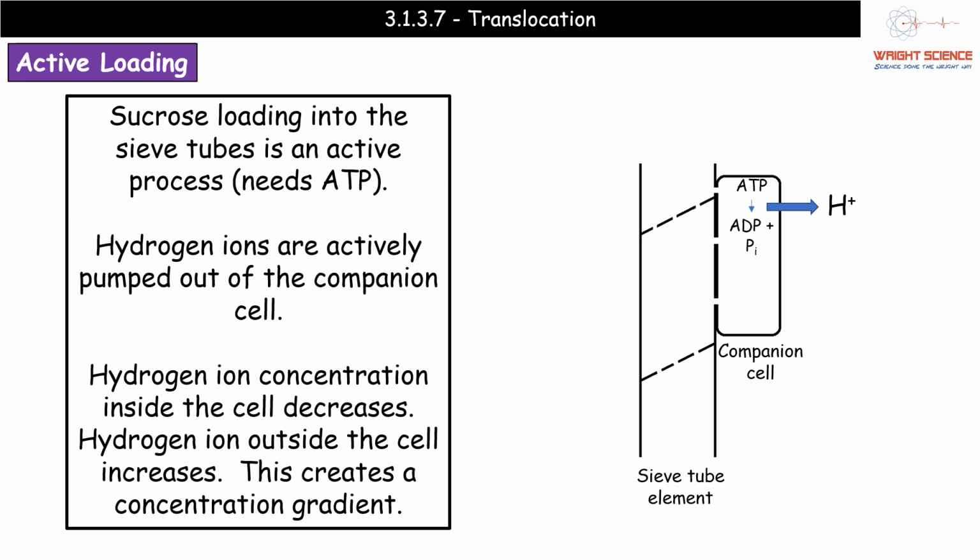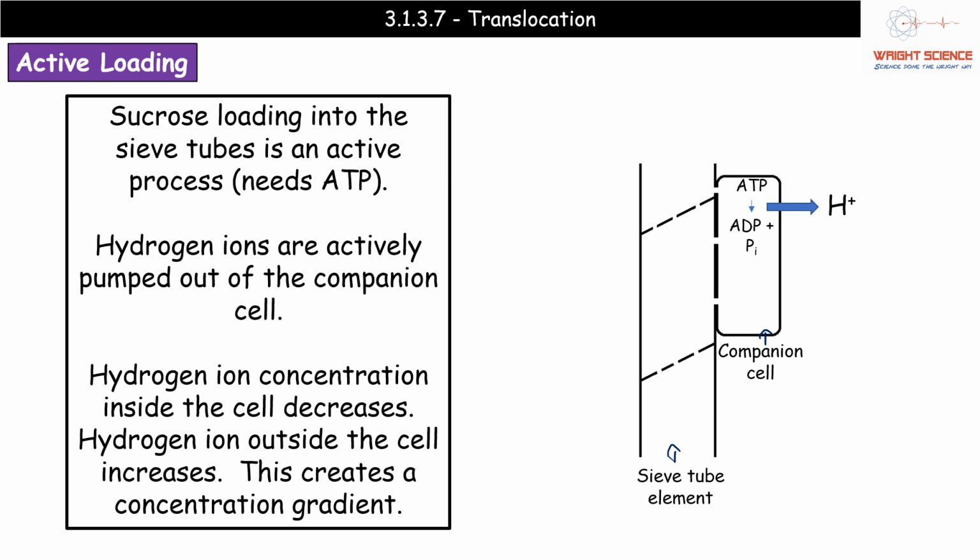If we look at our diagram on the right first of all, we start off with our sieve tube element, which is this part on the left, and then we have our companion cell, the bit that's stuck on the right there. First thing that's going to happen is we need to pump the hydrogen ions out of the companion cell. As the name pump suggests, this is active, therefore we're going to be using ATP. ATP will be converted into ADP and an inorganic phosphate, and that means we're then going to have the energy to pump those hydrogen ions out of our companion cell.